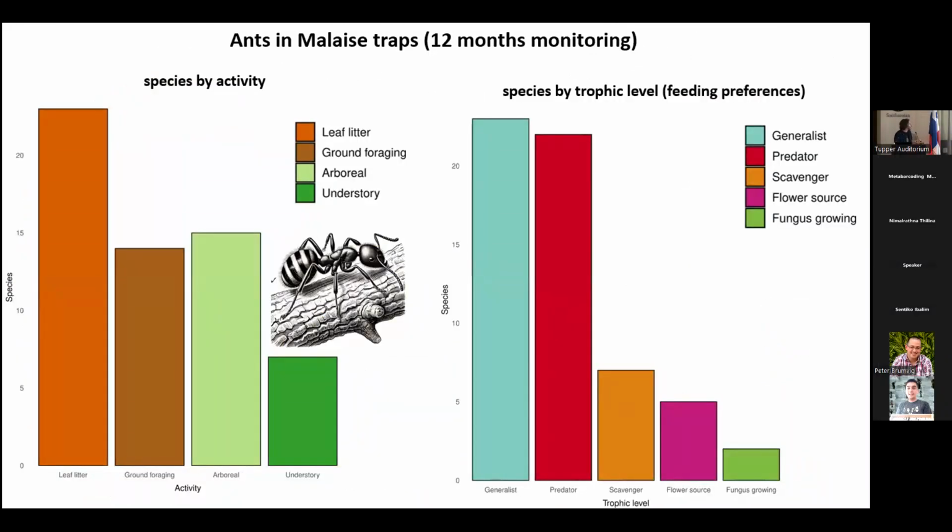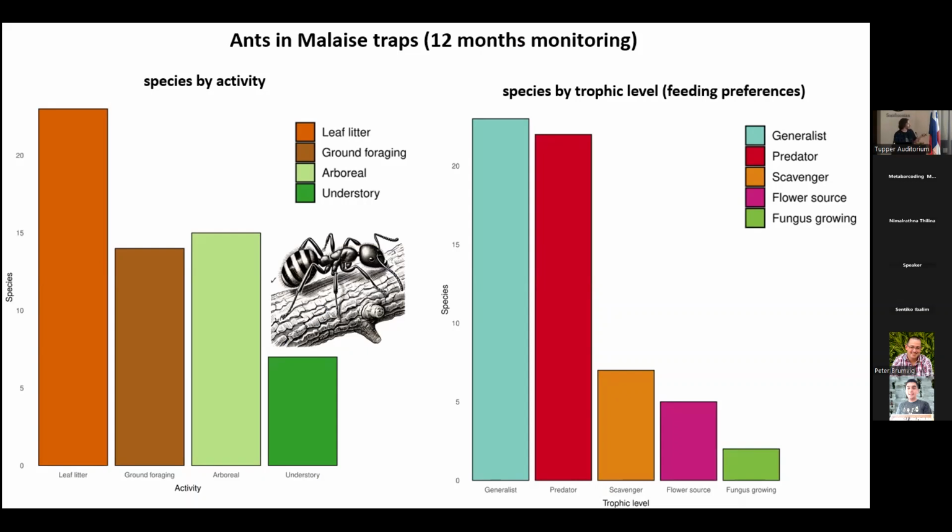If we look at the ant species by activity, the largest group in the ants captured by the malaise traps were leaf litter ants and then ground foraging ants. There was also a considerable proportion of arboreal species and species active in the understory. But again, what was somewhat surprising is that we get a lot of leaf litter species. Again, this can be ants crawling directly from the leaf litter, but it's also likely that these are flying ants during the dispersal stage, which are developing from the leaf litter.